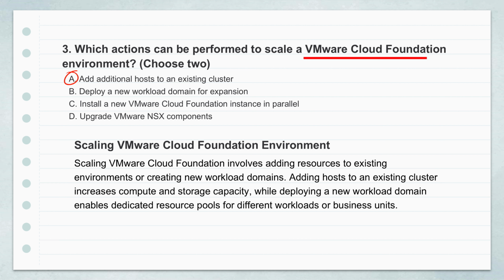So if one server is getting overwhelmed, you can share the load across multiple machines. Exactly. It's like giving your infrastructure a team of helpers to tackle the workload. Teamwork makes the dream work. And the second method is you can deploy a whole new workload domain. Whoa, hold on. That sounds like a big jump. It is. It's like building a whole new wing of your data center.